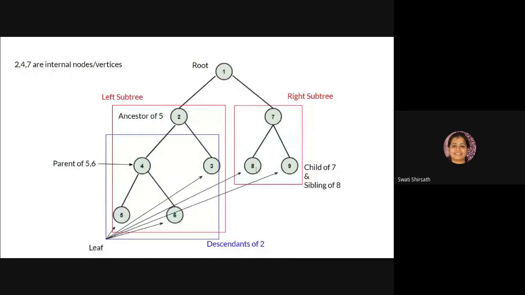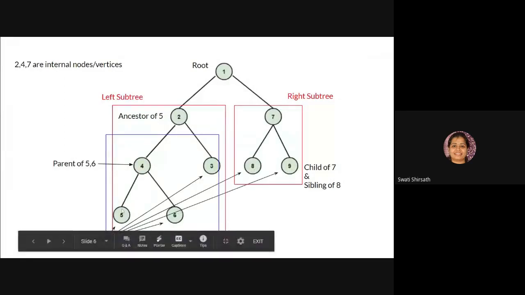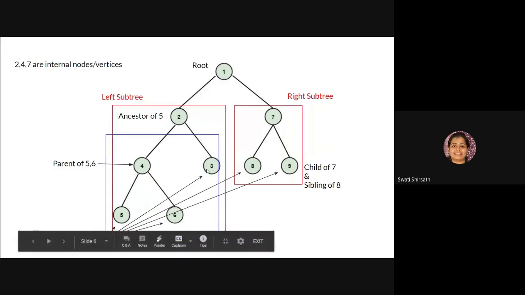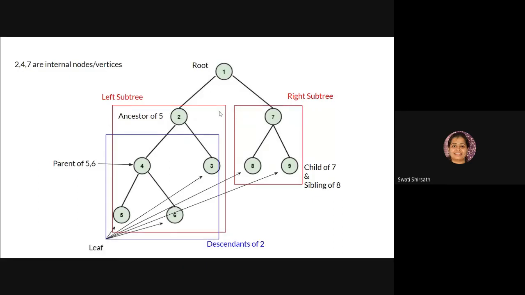After this, if you look at 8, 9, 3, 6 and 5, they don't have any children. There is no node connected to them. So such nodes are called leaf nodes. Other than leaf nodes and the root node, the remaining nodes are called internal nodes or vertices, or you can call them non-leaf nodes also. So 2, 4, 7 are internal nodes or vertices, or they are also called non-leaf nodes.